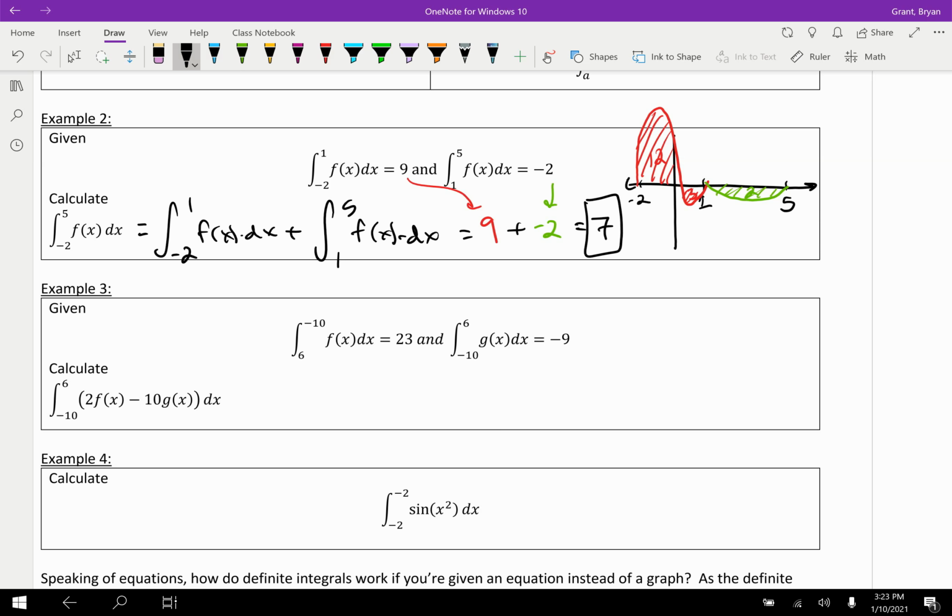I bet many of you just said, oh, we can add them together, and yes, that's fine. You did not need to show all the work I did, but it's nice to see a visual and kind of ground this in what we've seen before.